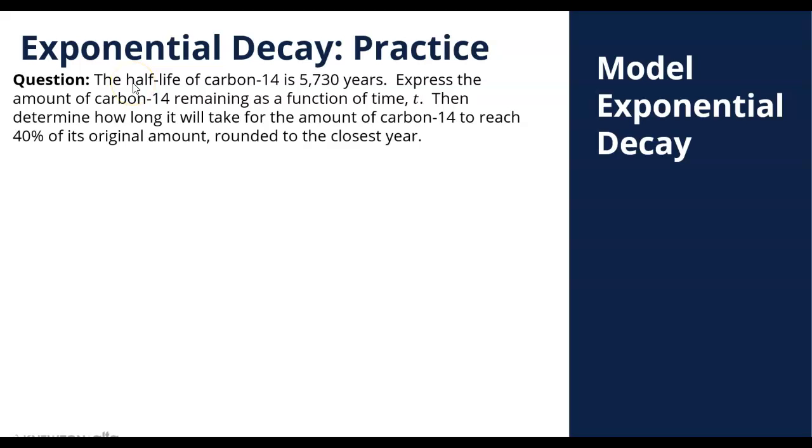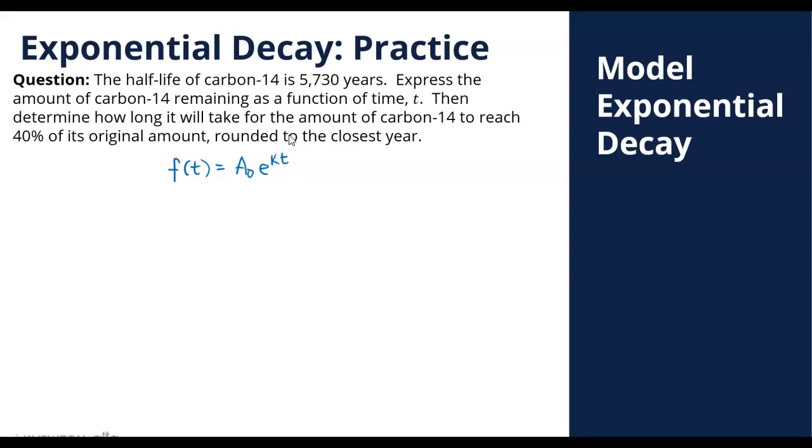The half-life of carbon-14 is 5,730 years. Express the amount of carbon-14 remaining as a function of time t. Then determine how long it will take for the amount of carbon-14 to reach 40% of its original amount, rounded to the closest year. Now, to answer this, we are going to consider the function f of t equal to a sub 0 e to the kt.